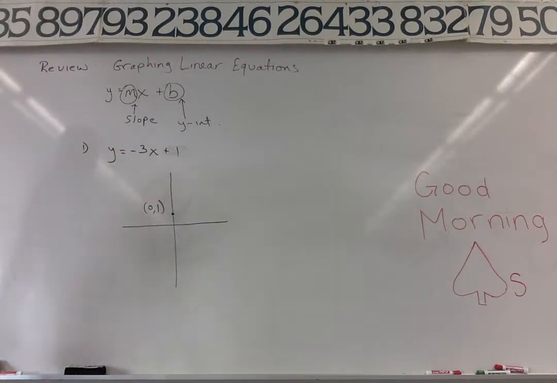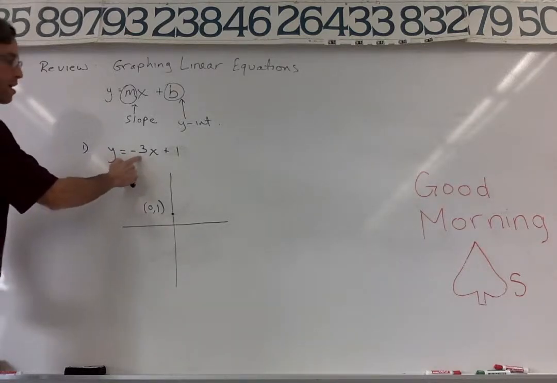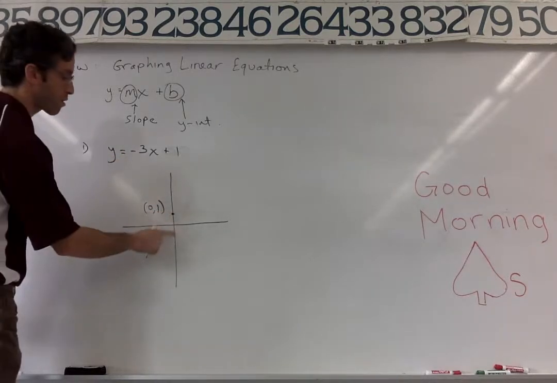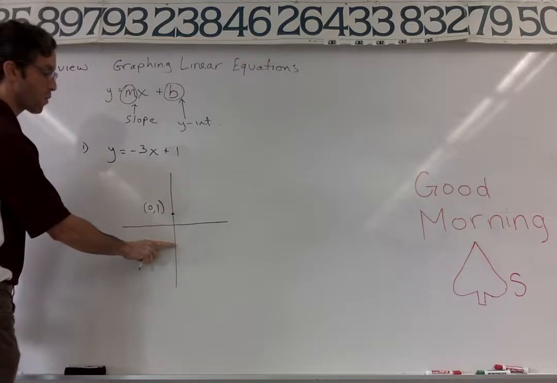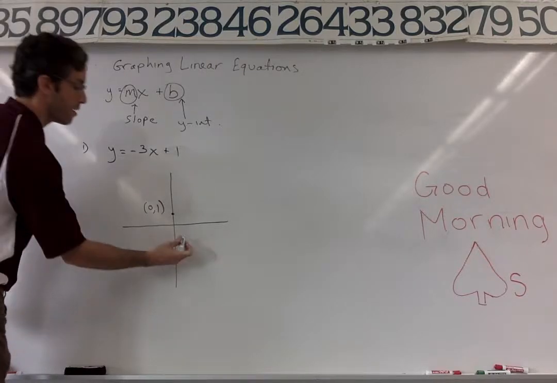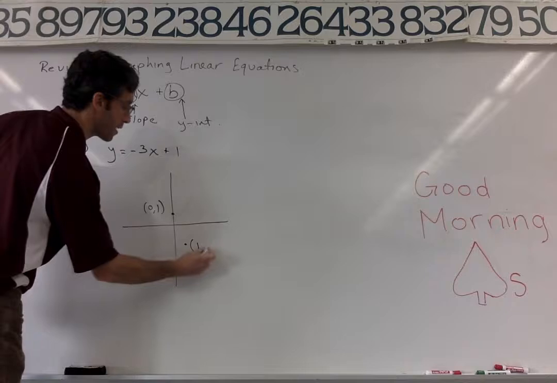All right? So if the slope is negative, you're going to go down the rise. Okay, so we go down 3 to -2, where y is -2, and go to the right 1, and we're at the point (1, -2).